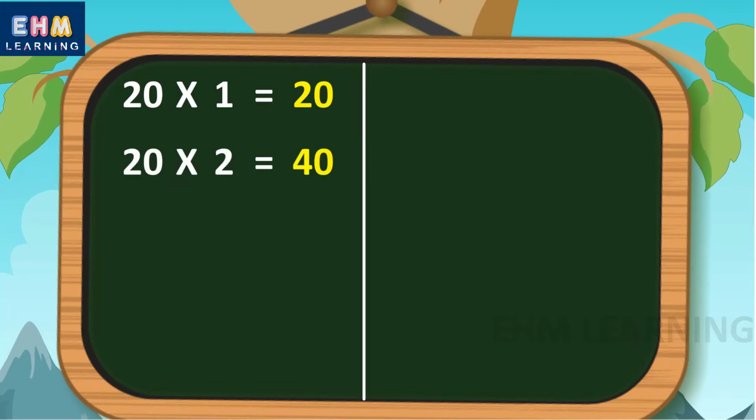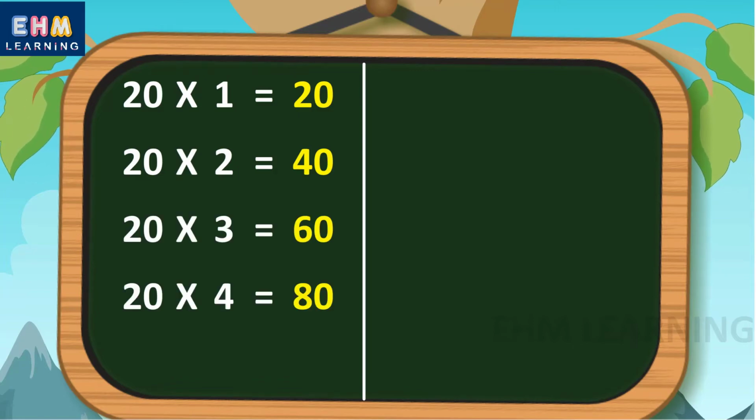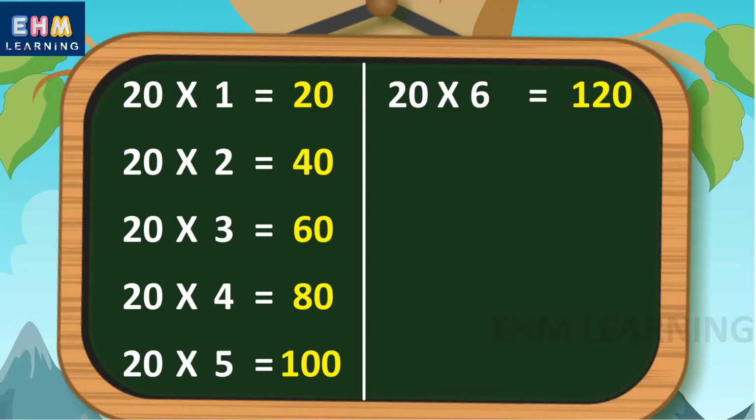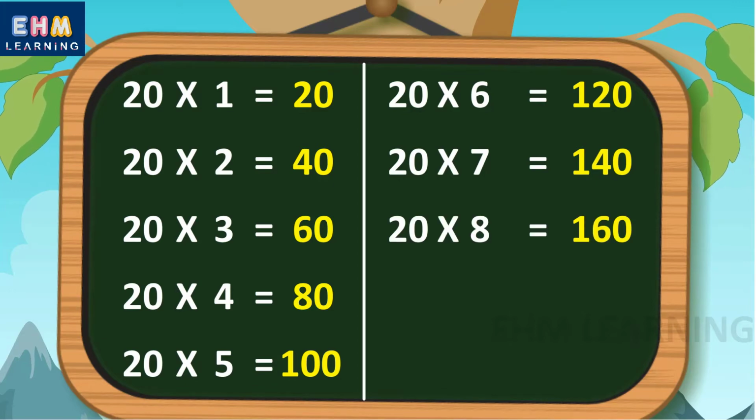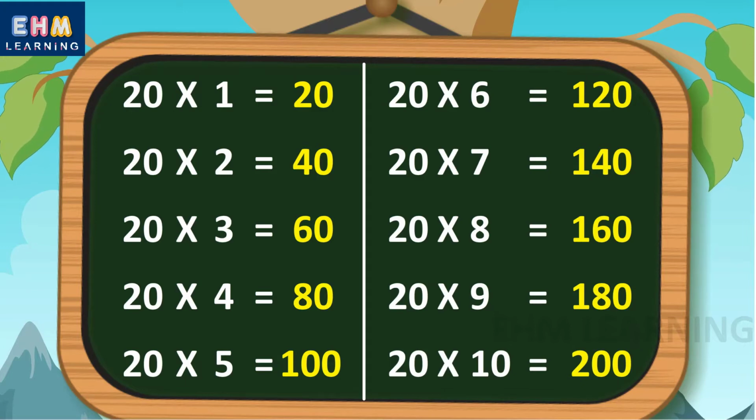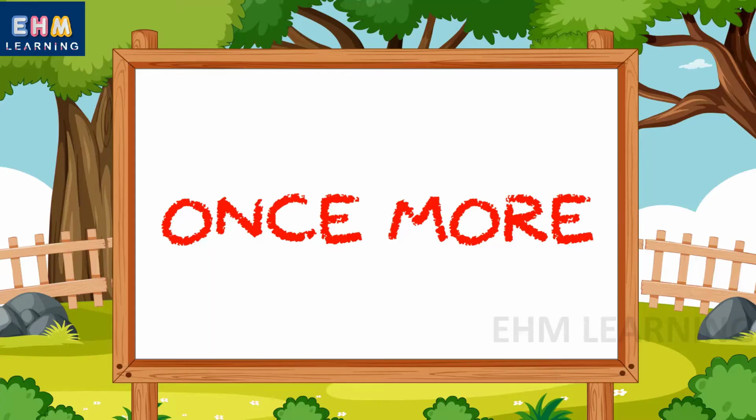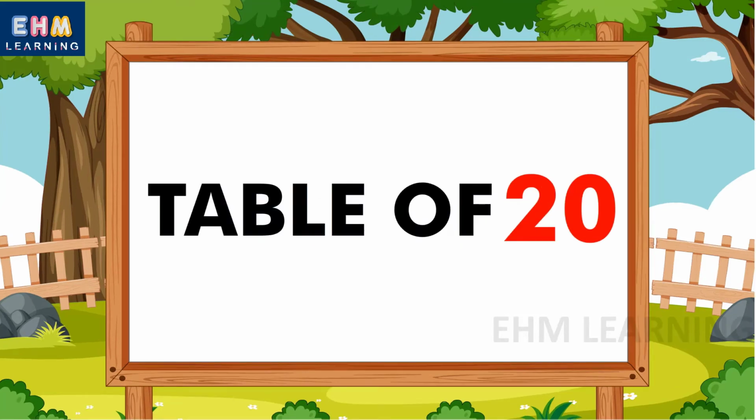20 ones are 20. 20 twos are 40. 20 threes are 60. 20 fours are 80. 20 fives are 100. 20 sixes are 120. 20 sevens are 140. 20 eights are 160. 20 nines are 180. 20 tens are 200. Once more, table of 20.